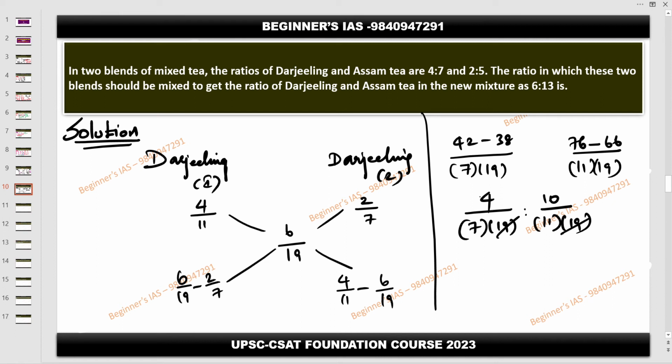LCM is the 77. Then you have to multiply here 11. Therefore 44. So here you have to multiply with the 7. Therefore it will become 70. You can cancel here with respect to two table. Therefore 22 here, 35. 22 is to 35. Everyone clear?